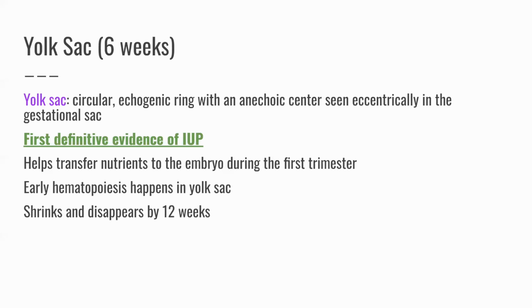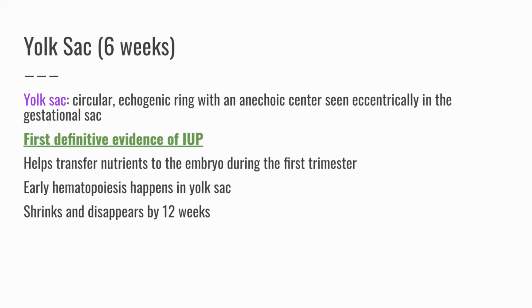Okay, moving on, the yolk sac. So this is going to be your actual first definitive evidence of an intrauterine pregnancy. It's going to be a circular echogenic ring with an anechoic center seen eccentrically, meaning not exactly in the center, kind of off to the side a little bit in the gestational sac.